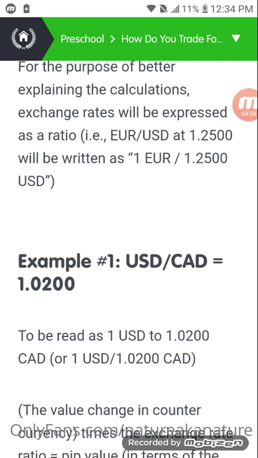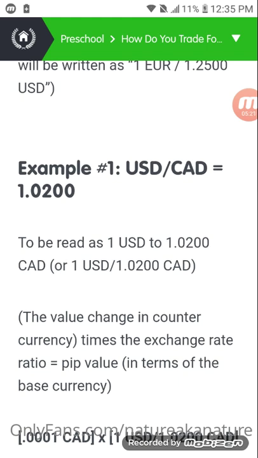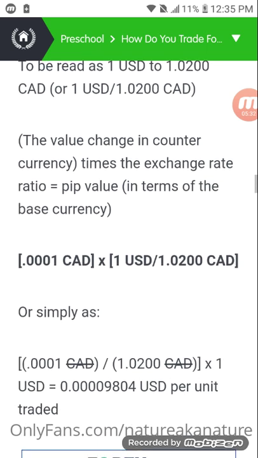So it's to be read as 1 USD to 1.0200 CAD, or 1 USD slash 1.0200 CAD. Okay, the value exchange in the counter currency times the exchange rate ratio equals the pip value in terms of the base currency. I'm going to explain what that means.